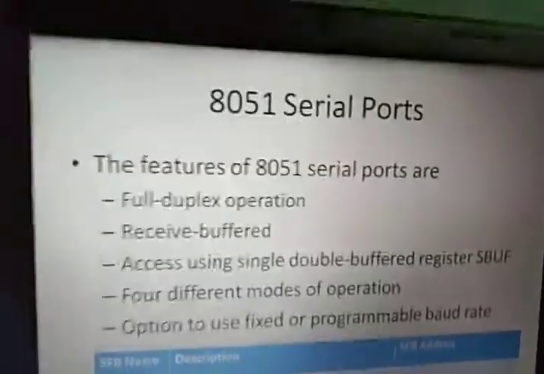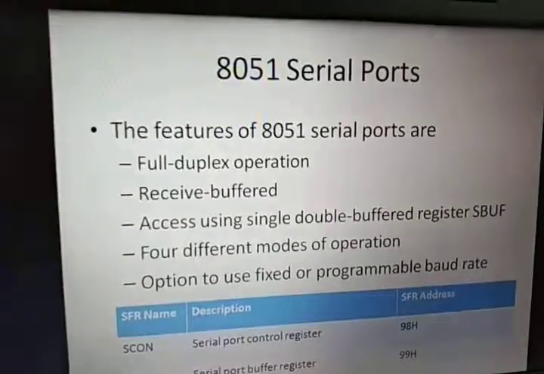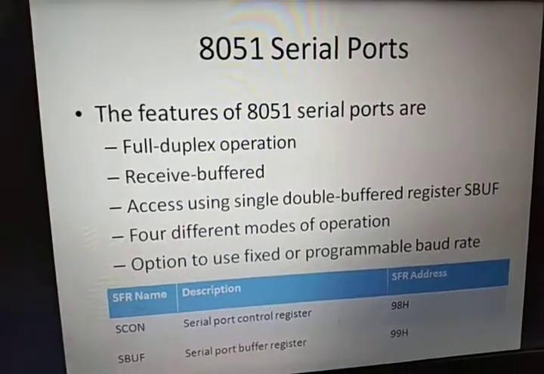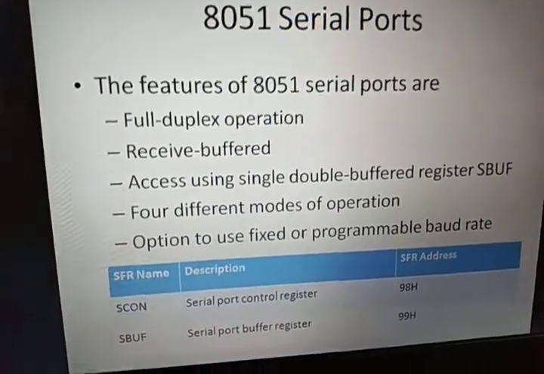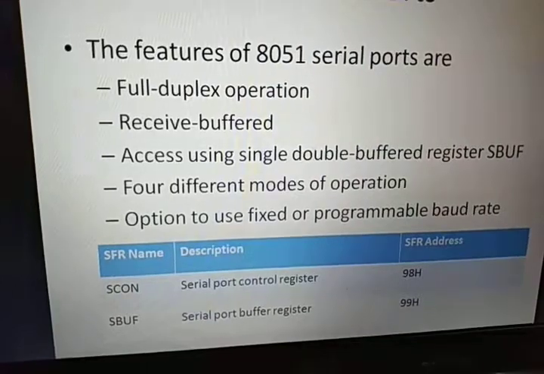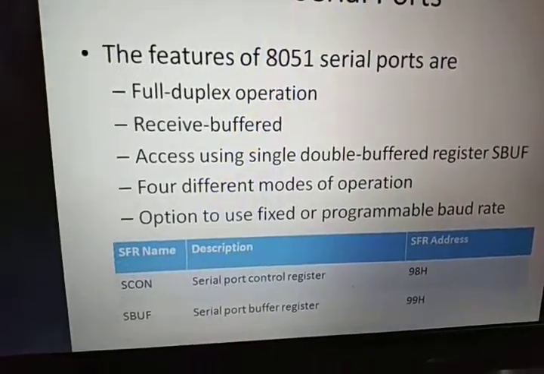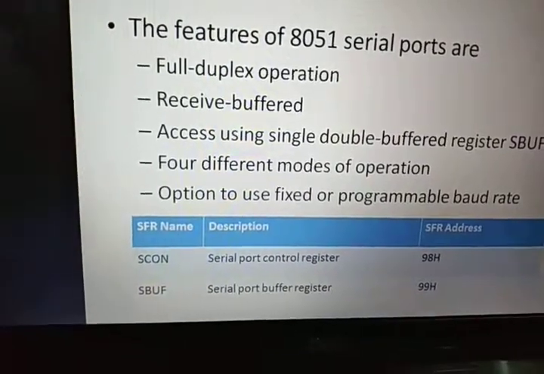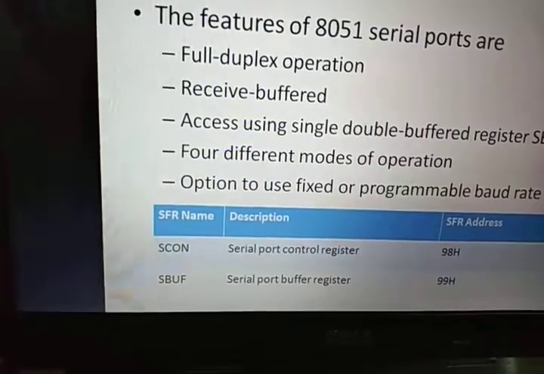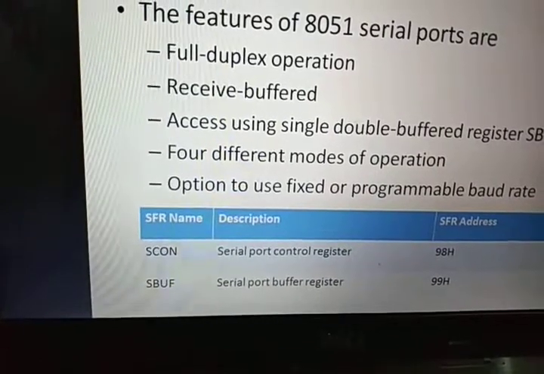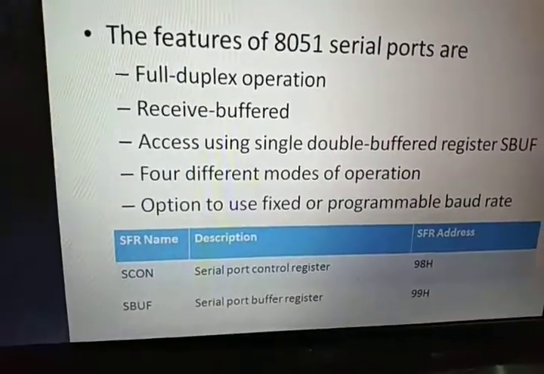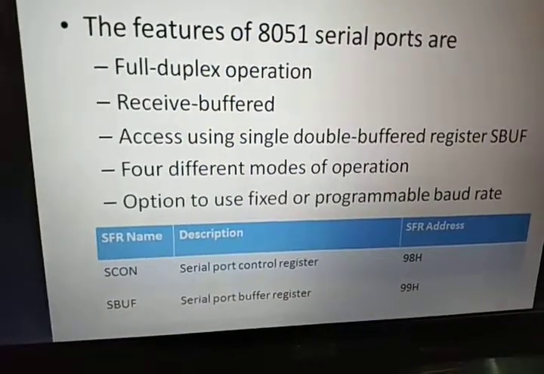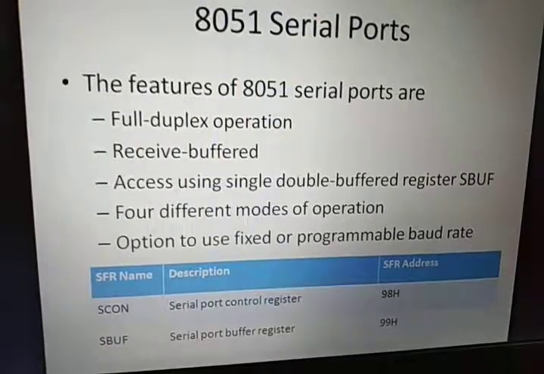So now coming to the last hardware feature, the 8051 also allows for full duplex bidirectional serial data transmission, and there are 4 modes of operation for these serial operations. And there are two registers associated with this. One is SCON, the serial control register, and another one is the serial buffer register. Serial buffer register is an 8-bit register, has the address 99H, and the serial control register has the address 98H.